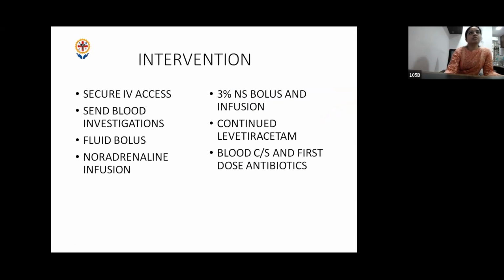So this is what we did. We secured IV access, sent blood investigations, gave a fluid bolus, and started the child on noradrenaline infusion. For neuroprotective measures, we gave a 3% NS bolus and started an infusion. The child was already loaded with levetiracetam outside, so we are continuing. Next, blood culture was sent and the first dose of antibiotics was given.